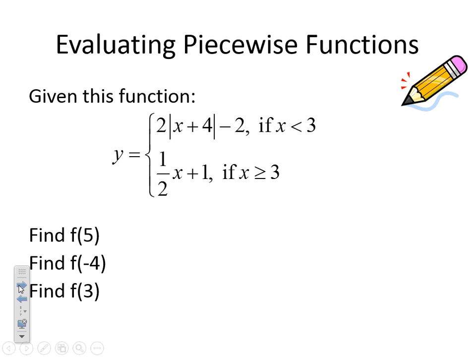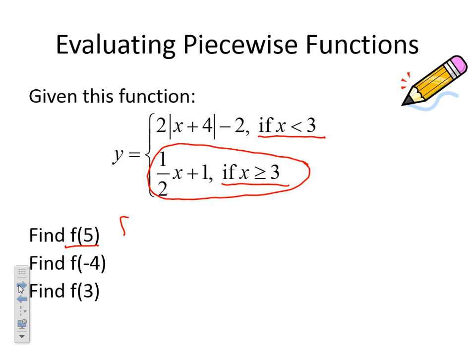Okay, so you have to make sure you get this example down for me. Write down the function, and then we're going to find each one of these. The first one we're going to find is f of 5. So if we look at this 5, we're going to be looking at the second part here. 5 fits under this one right here, because 5 is greater than or equal to 3.